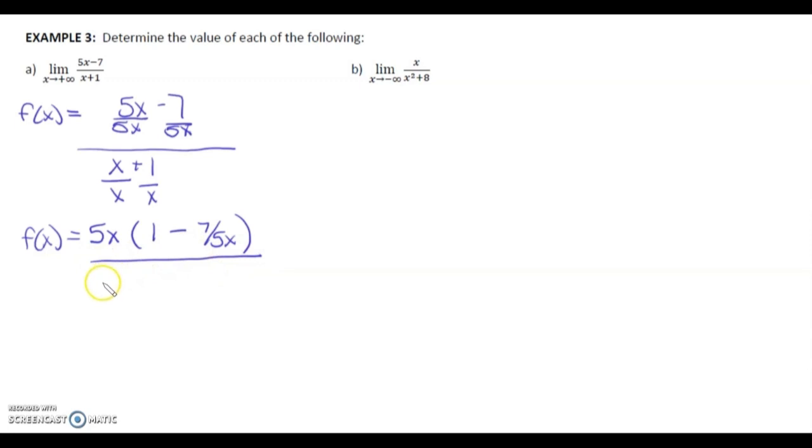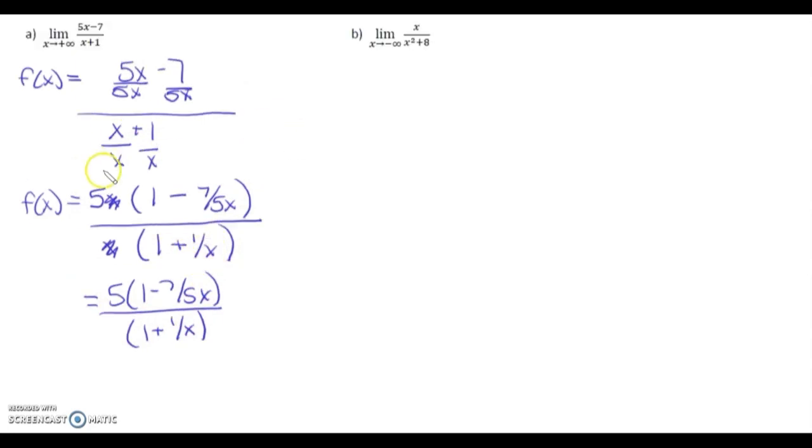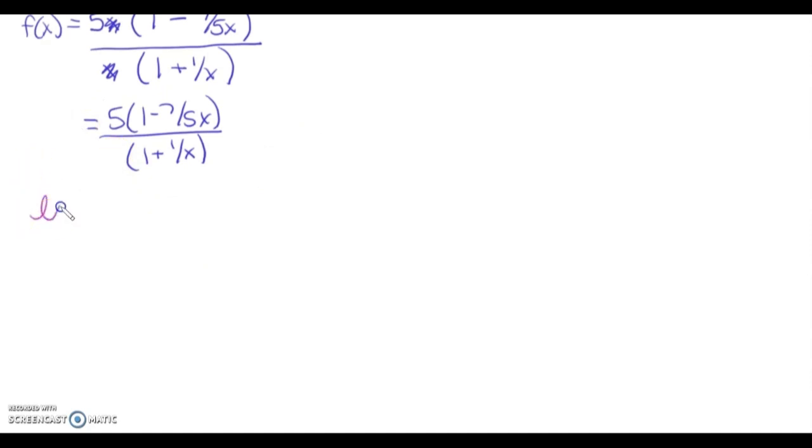Divided by, we get a factor of x, and then we're left with 1 plus 1 over x. So we can cancel out this x and this x. Okay, so we're left with f at x equals 1 minus 7 over 5x over 1 plus 1 over x. Okay, this is just the function part. Now we want to find the limit as x approaches infinity of f at x.